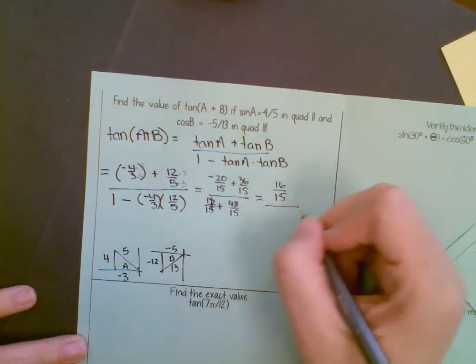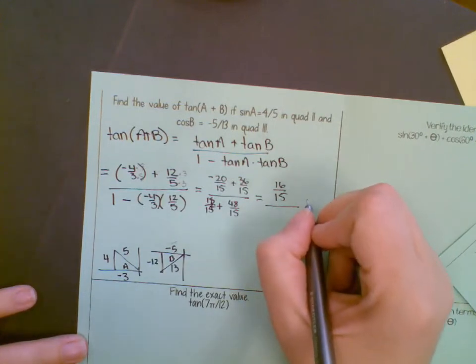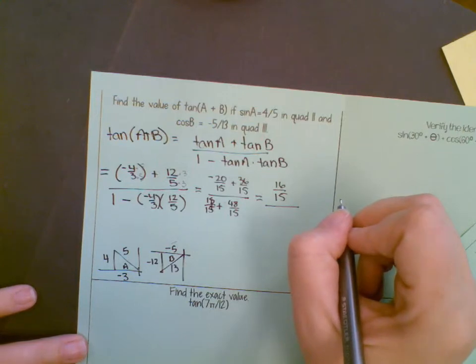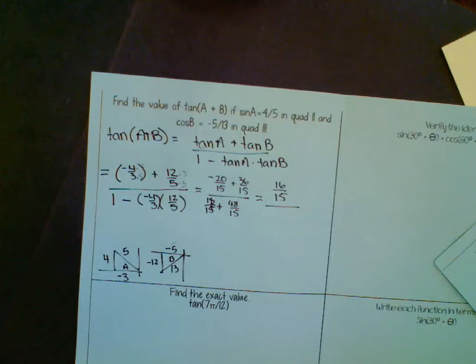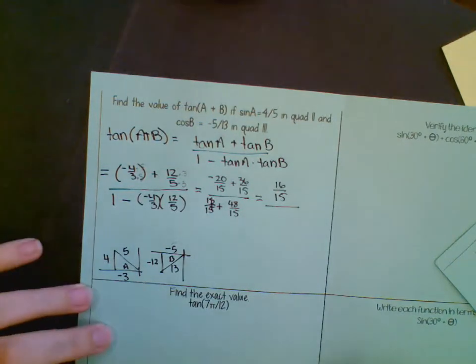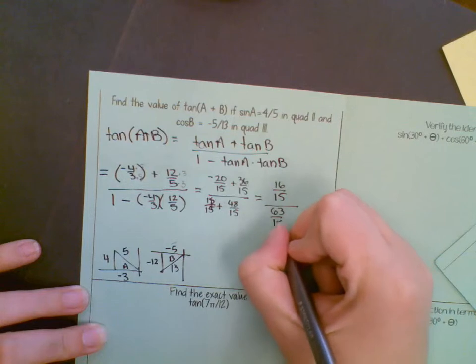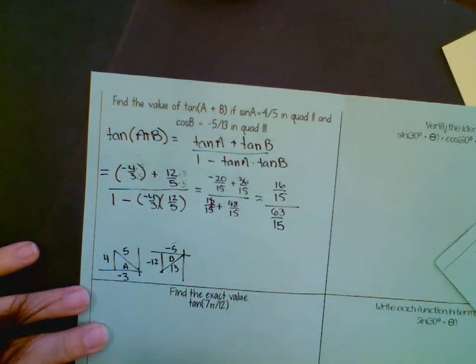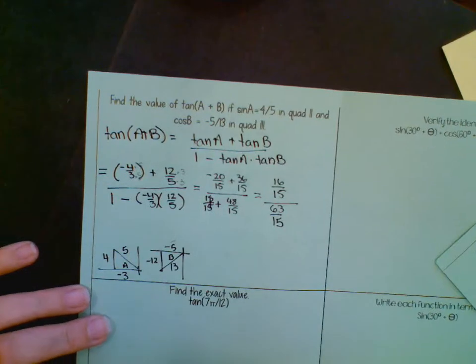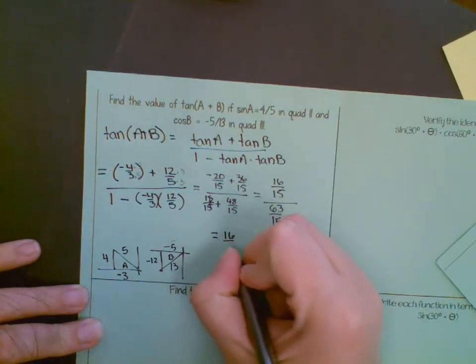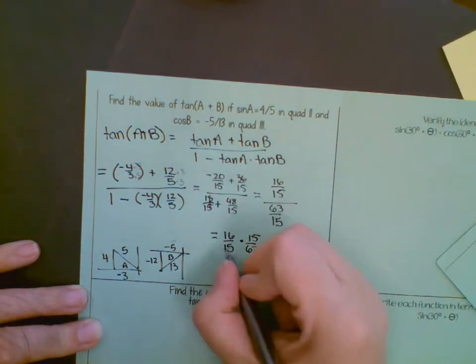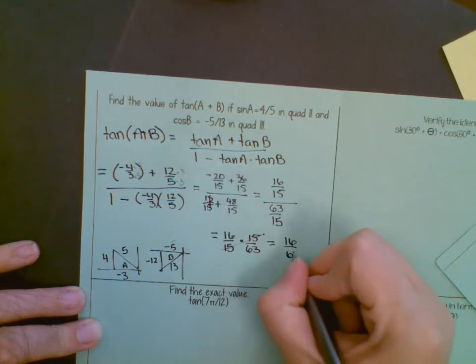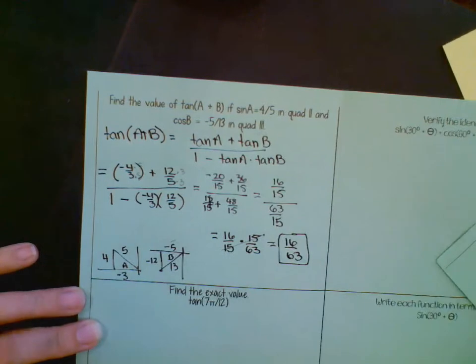So that would give us 16 over 15 over 15 plus 48. Sorry, I feel like I did something wrong, but I didn't. Okay, 15 plus 48 is 63 over 15. So from there, we would flip and multiply. So this would equal 16 over 15 times 15 over 63, which those 15s will cancel out. So we get 16 over 63. So that would be our final answer.